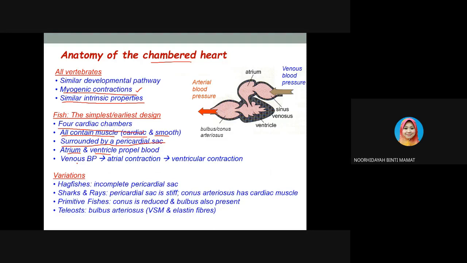They also have the atrial contractions and ventricular contractions for them to propel all the fluids of blood throughout the body. And we also have the variation in here. For example, hagfishes have incomplete pericardial sacs. Sharks and rays have pericardial sacs. The pericardial sac is stiff. The conus arteriosus has cardiac muscles.